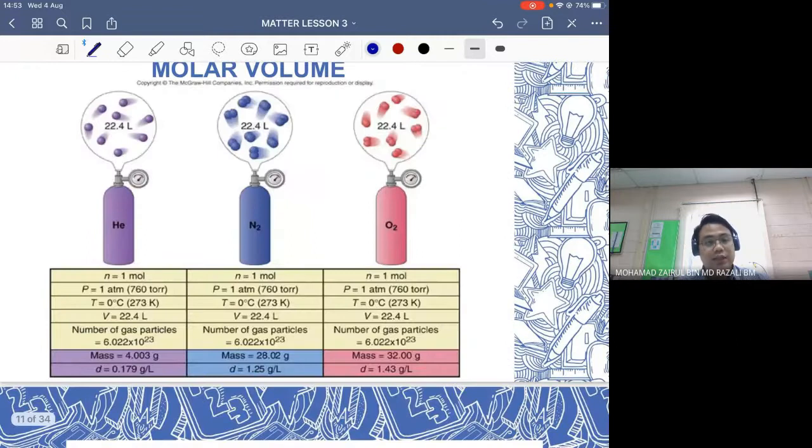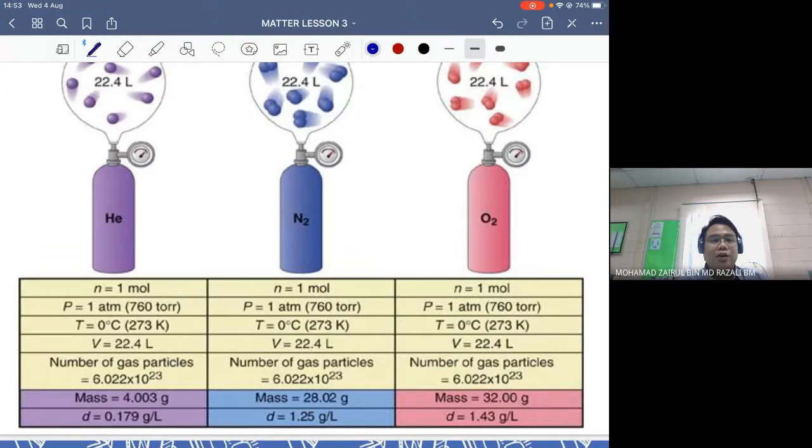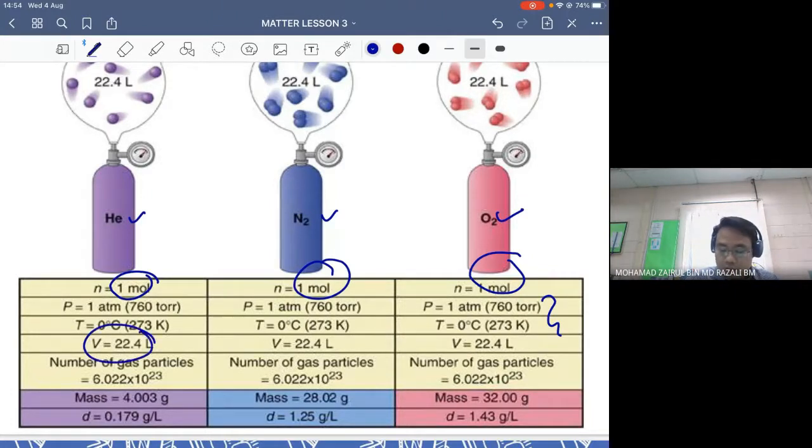Okay, so ni yang saya cakap tadi. It doesn't matter what type of gas yang awak ada, as long as the number of mole is equal to 1 and you measure at the same condition, dia mesti akan occupy volume yang sama. So let's say macam ni kita ada helium, nitrogen gas and oxygen gas. All these three gas have same number of mole and measure at the same pressure and the same temperature. So awak tengok volume dia semua sama. Ni dekat STP 22.4. So if you measure at room temperature, then it's going to be 24 liter.